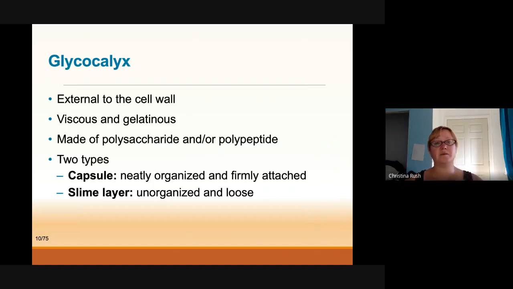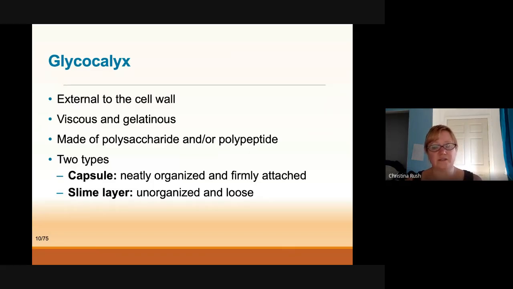Outside of the cell wall, we find the glycocalyx. Glyco means sugar, so we know that this is going to contain some kind of carbohydrates. It's external to the cell wall. It is relatively viscous and gelatinous, so it's kind of slippery, and also used for attachment. It's made up of polysaccharide and/or polypeptide. Poly means many, saccharide would be sugar. And polypeptides can be many proteins that are stuck together.